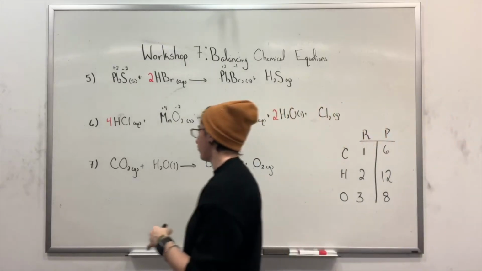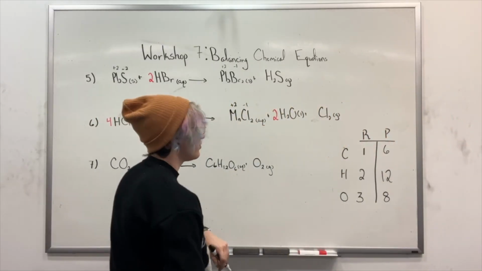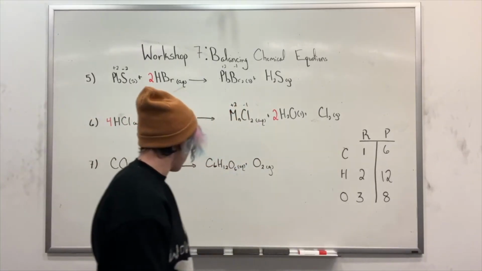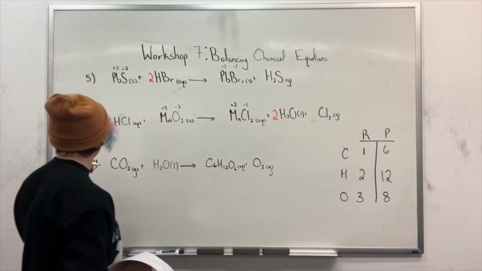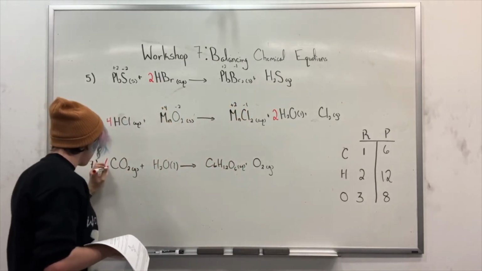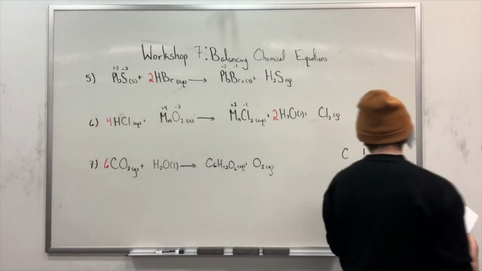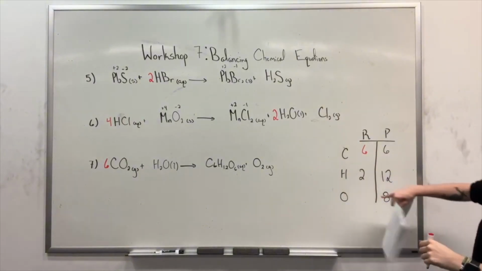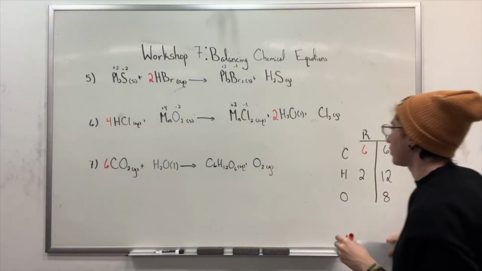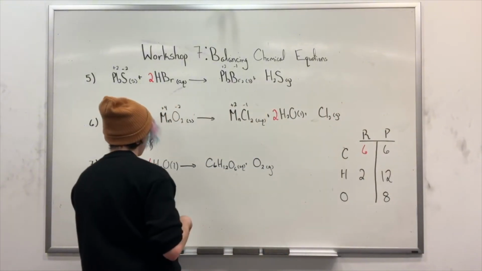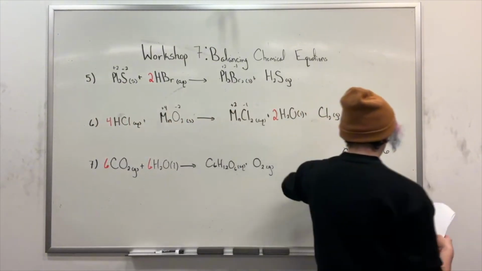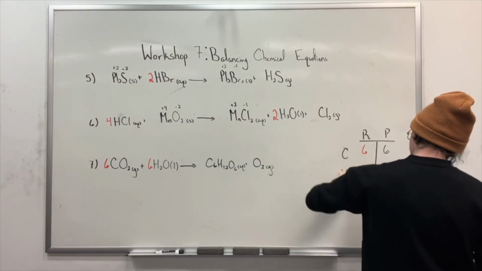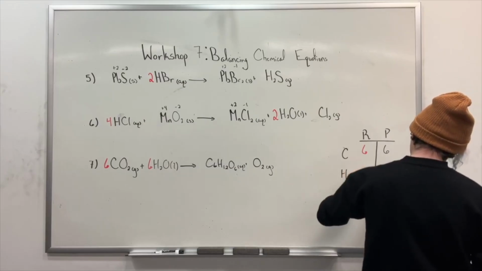Just like a combustion reaction, we're going to focus on our oxygen last because we got that oxygen by itself if we need it. 1 carbon on our reactant side, 6 on our product. We're going to multiply our carbon dioxide by 6. So now we have our 6 carbon. 2 hydrogen on our reactant side, 12 on our product. We're also going to multiply the water by 6. That would not give us 6, that would give us 12. There we go.